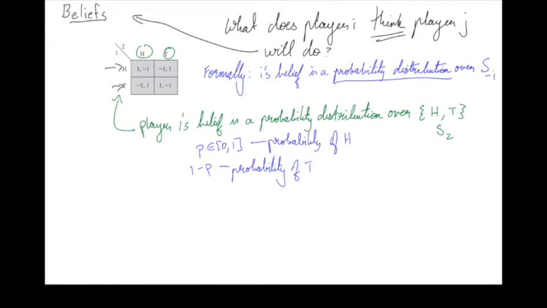In general, beliefs over what player J is going to do are a probability distribution over the set Sj, and we will represent the set of all probability distributions over the set Sj by delta of Sj. So this is the set of all probability distributions over Sj. And we will represent an element of this set as theta j, beliefs about what player j will do.